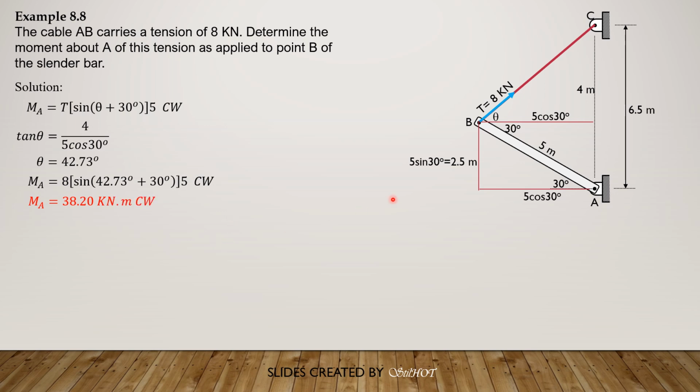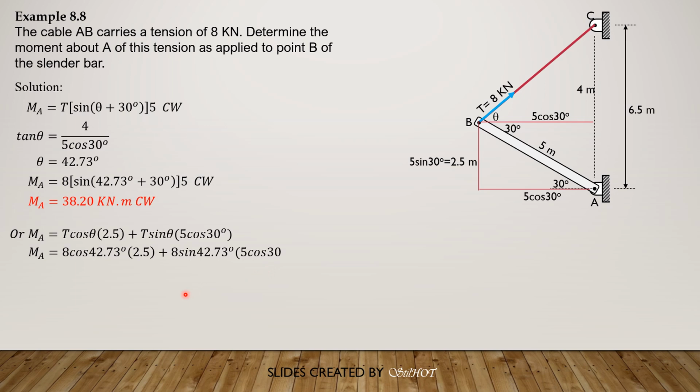clockwise. Now, if we use the horizontal and vertical components, the horizontal is 8 cosine theta, and the moment arm is 2.5. The vertical component is 8 sine theta, and the moment arm is 5 cosine 30, and both are clockwise. So T cosine theta times 2.5 plus T sine theta times 5 cosine 30, both clockwise. Substitute 8 times cosine of 42.73 times 2.5 plus 8 sine of 42.73 times 5 cosine of 30 degrees. The moment value is the same and the sense is the same.